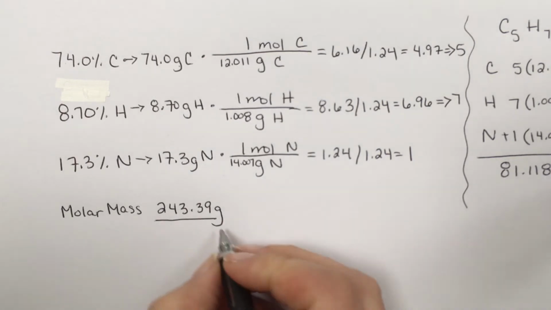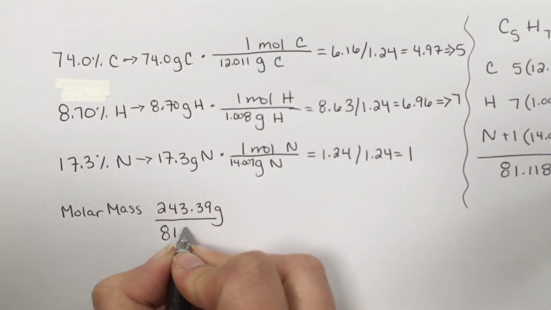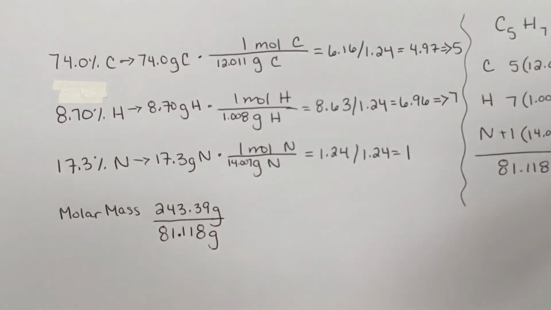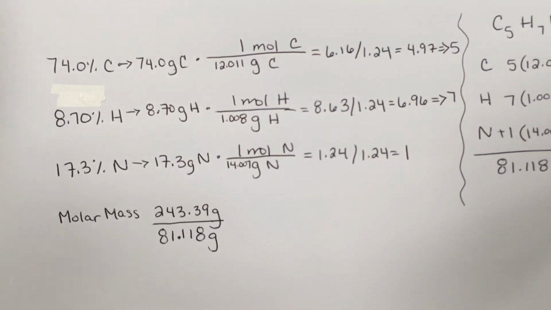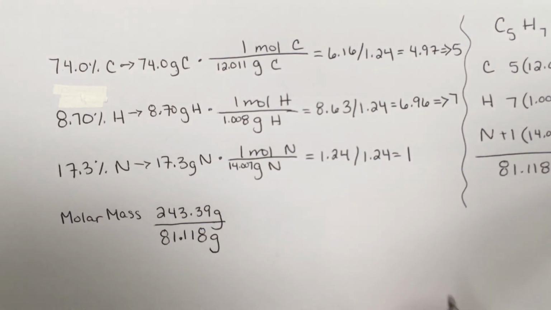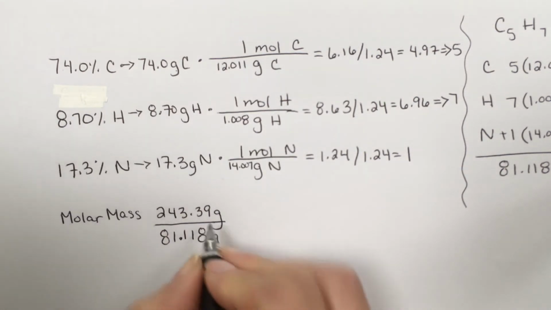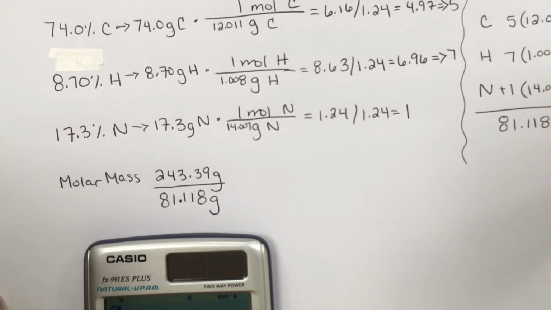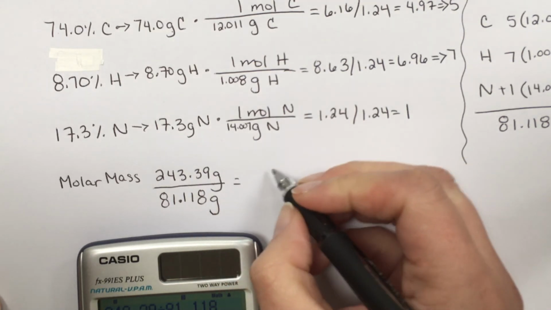So over here, we're going to add 81.118, and again, you're going to see that it's a little different on the PowerPoint. That's okay. It depends on the periodic table you're using. If this is the only video you're watching and you didn't watch the previous ones, just make sure you use the periodic table that I give you on the test and you'll be just fine. So you take that and you find out what number it is. So it's 243.39 divided by 81.118. And that basically equals 3, okay?